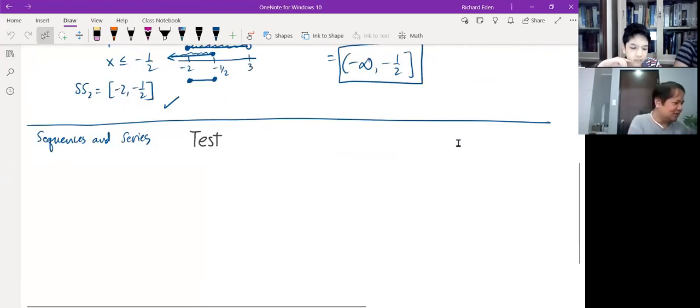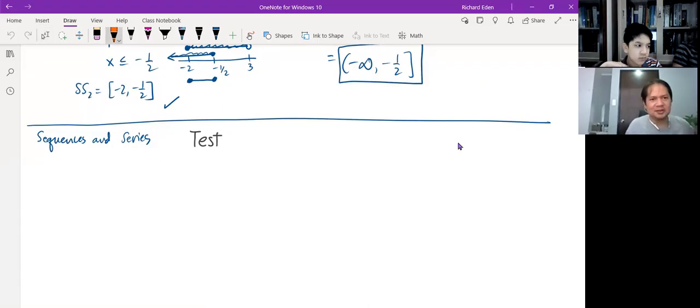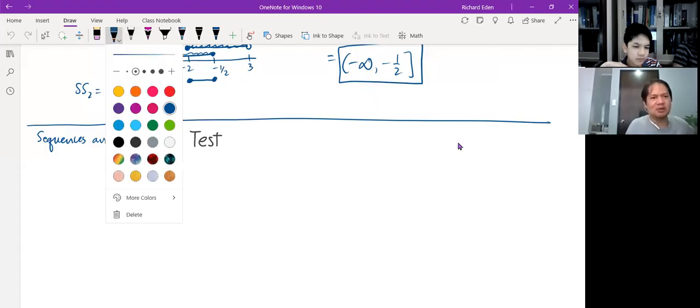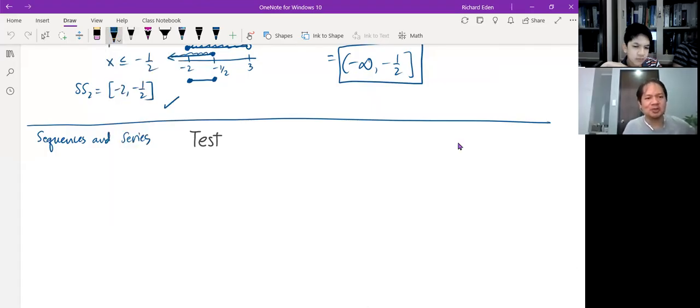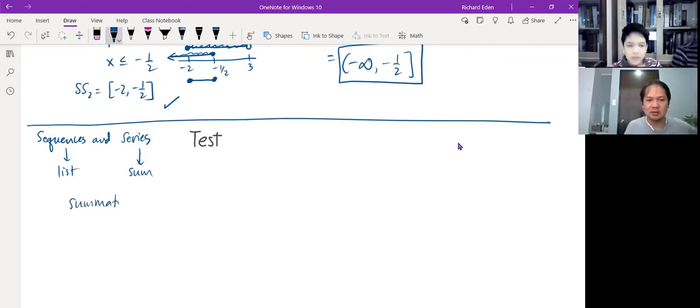Test, sequences and series. So not that we're going to be very particular with terms, but a lot of students get confused. A sequence is just a list, and then very much related to that is the corresponding series, which is the sum. Are you familiar with summation notation? Yung sigma.